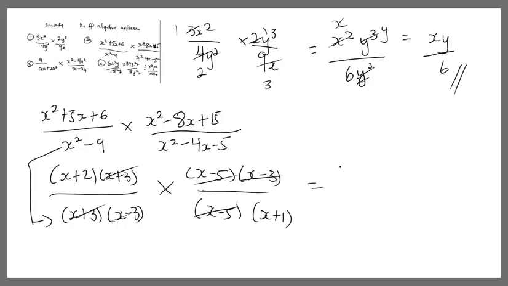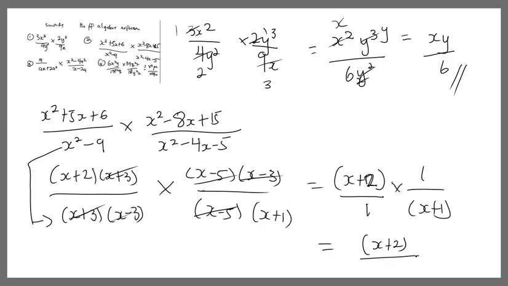We are left with x plus 2 over 1 multiplying 1 over x plus 1. And what is going to be the final answer? X plus 2 all over x plus 1. Basically, that is the answer.